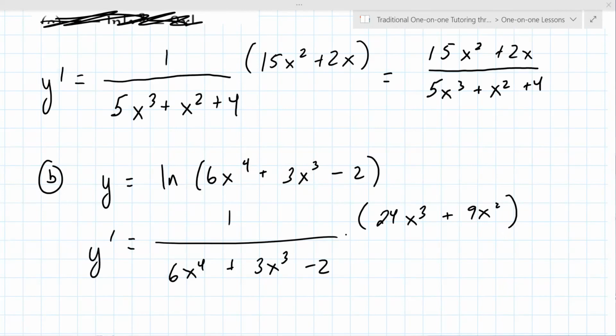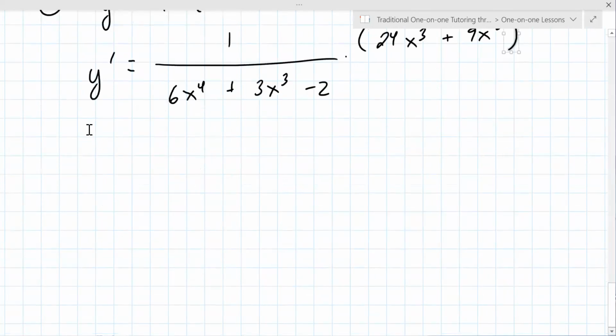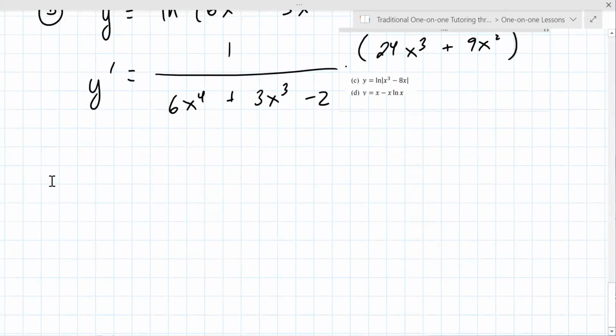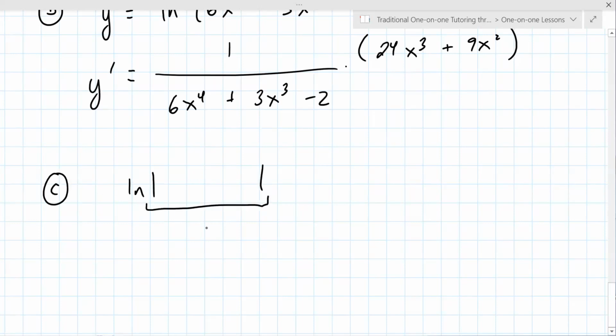All right, just a comment on C. The absolute value is just a distraction. You just do it the same way as the other ones. In C, I'll just make it the natural log of an absolute value. This is just a distraction. Just ignore it.